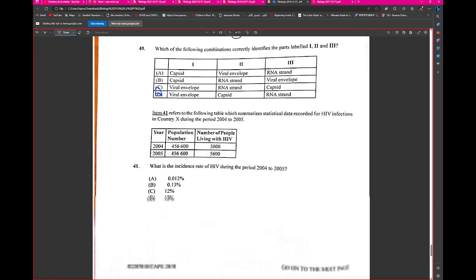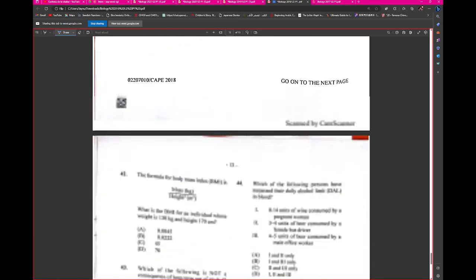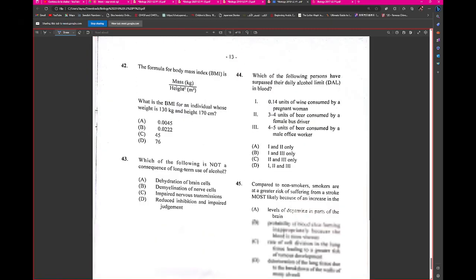Okay. 41, we saw this would be B. 42, we saw this to be 45. Which of the following is not a consequence of long-term RI? It would be reduced inhibition and impaired judgment. Okay, which of the following persons have surpassed their daily alcohol limit, DAL?